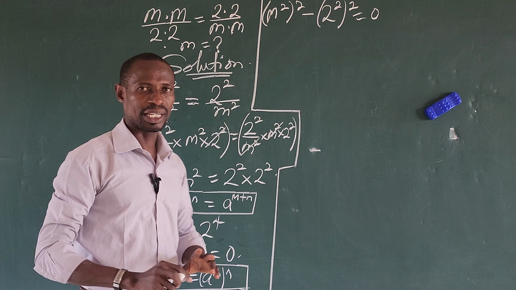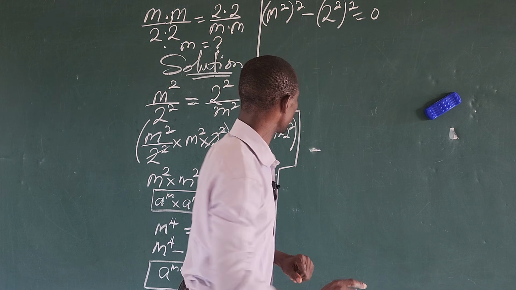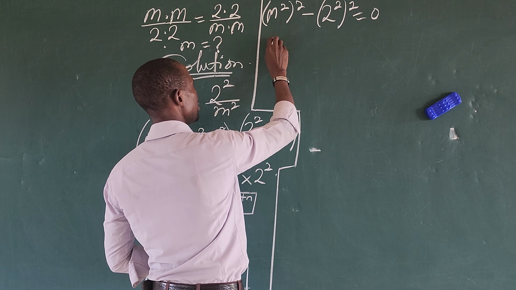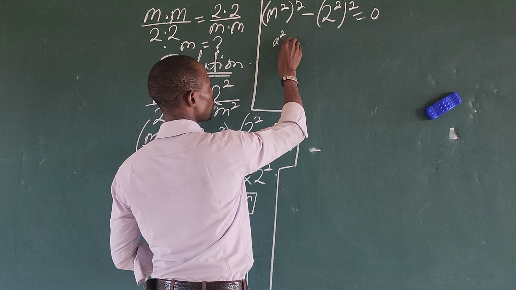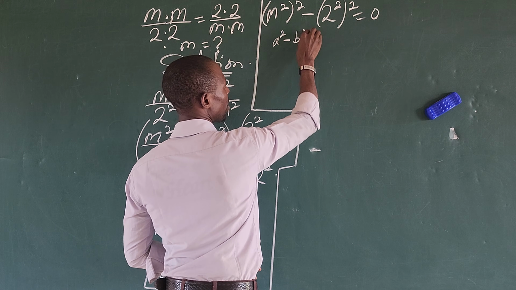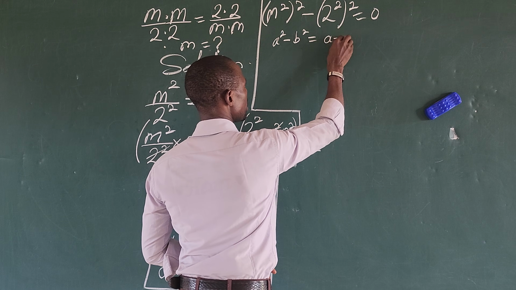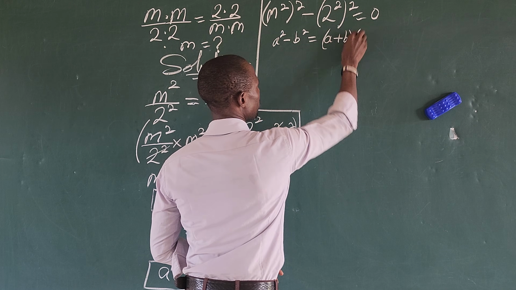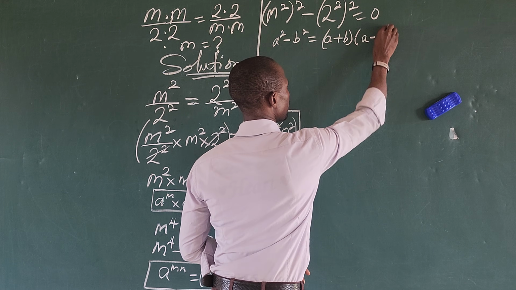Now, with what we have here, we have what we call the difference of two squares, which says that if you have a to the power of 2 minus b to the power of 2, this is equal to a plus b, bracket a minus b, right?